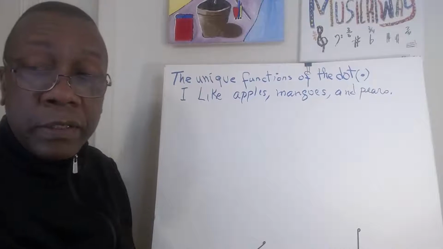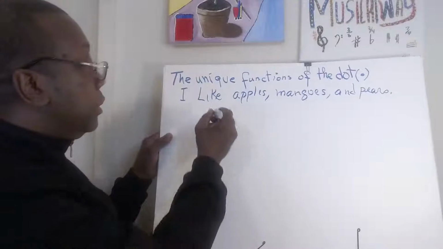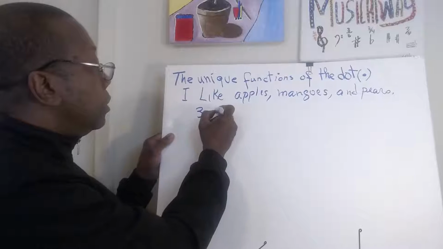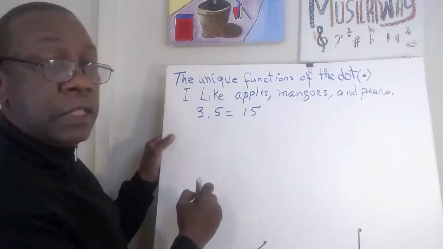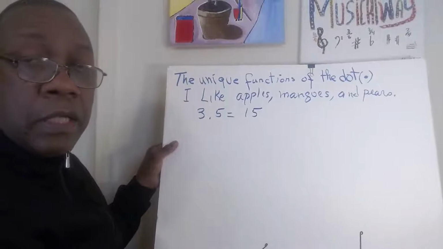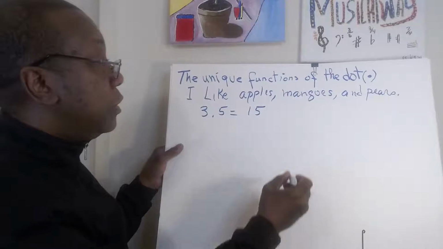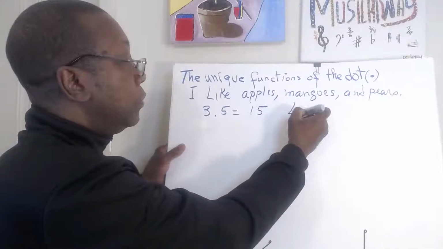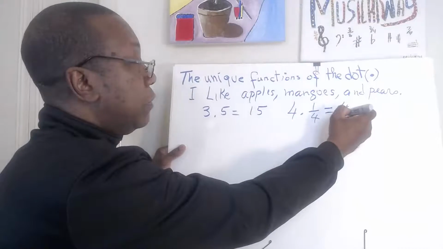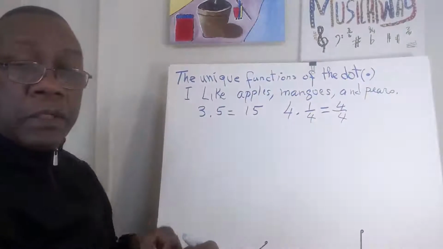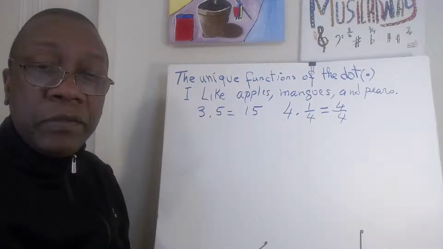Now in mathematics, it's used as a sign of multiplication. 3 times 5 equals 15. Or it also indicates how we multiply a whole number and a fraction. 4 times equals 4 over 4. And then in music, it is used in so many different ways.